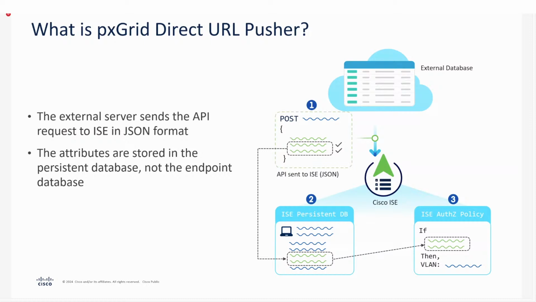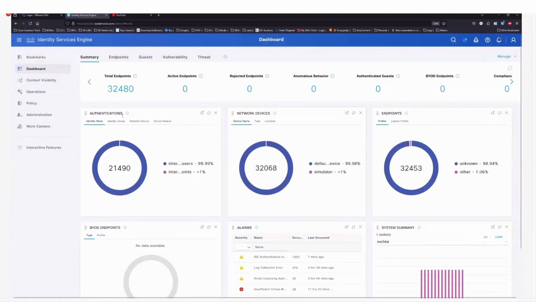The big deal about that is that the endpoint database is purged when all your endpoints are purged. Your persistent database is not purged during your endpoint purge. And then we can use that in the authorization policy. I've got a quick demo here so that we can take a look at that, and you can see how to set up your URL pusher for pxGrid Direct.